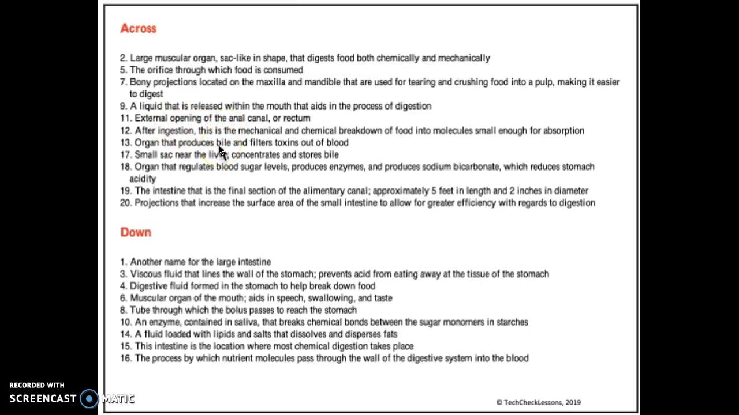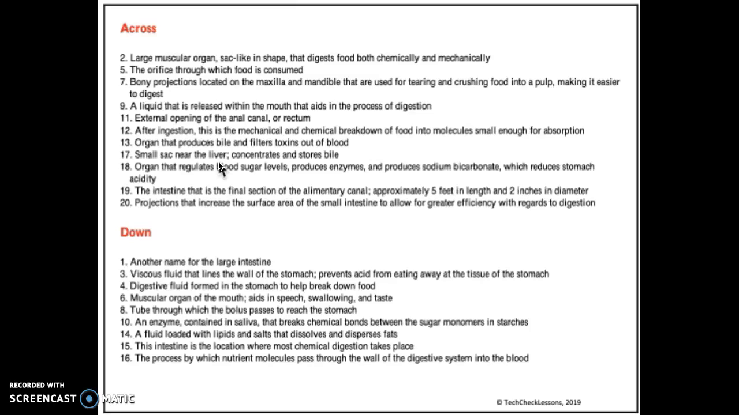Number 13, organ that produces bile and filters toxins out of blood. Now, this is actually present in our digestive system. It produces bile and it filters toxins. For example, if we drink a lot of alcohol, this organ is responsible for filtering it out of our blood. And the answer to that is actually called the liver. The liver filters toxins out of our blood. Let's move on to the next one.